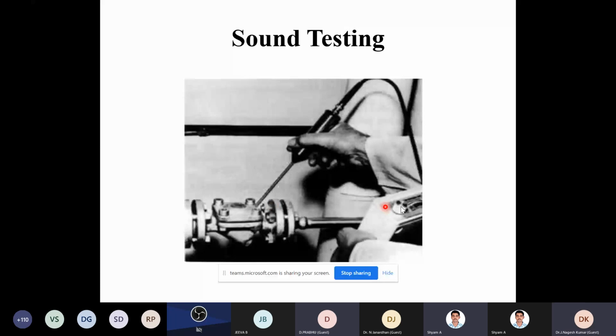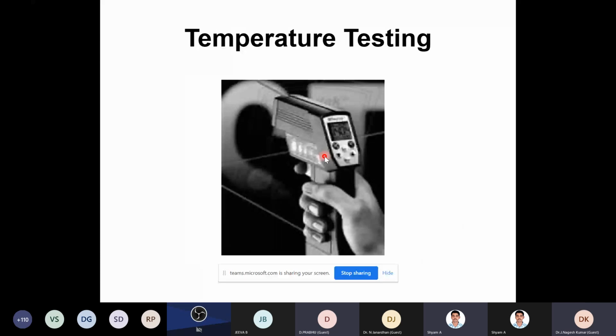Steam trap testing stethoscopes are there. There's an infrared we are talking about, a typical infrared gun. Before and after the trap, there should be a change in temperature, a reduction in temperature.